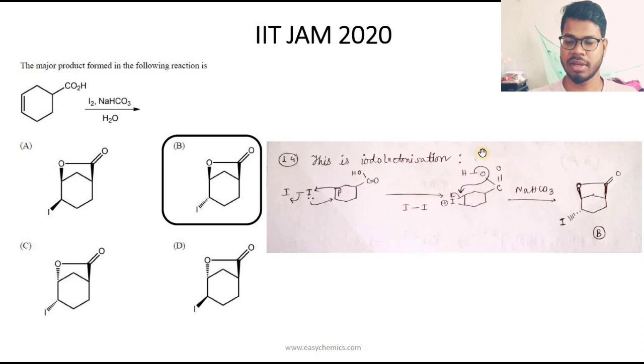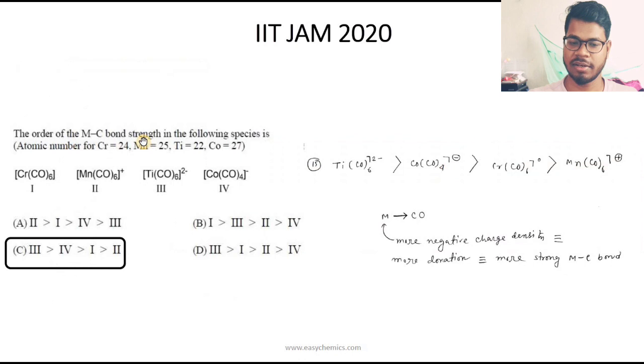Because this is an SN2 type reaction, it will change the stereochemistry, and it will be opposite to the stereochemistry of the iodine. That is, if it is below, it becomes above. So it attacks from the above section and pushes the iodine to the below section. That's why option B is correct.